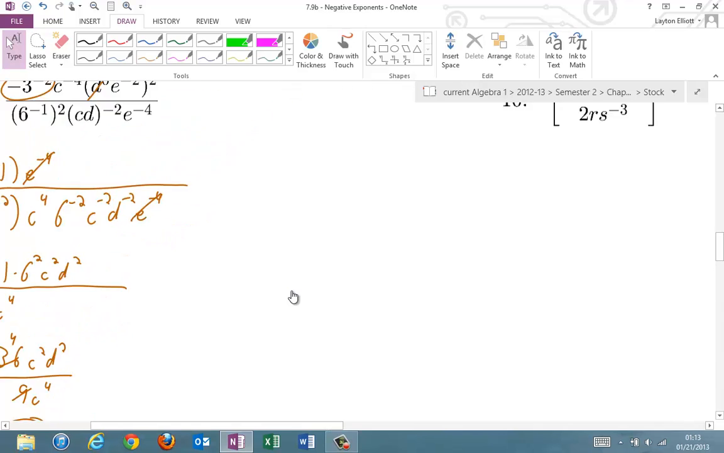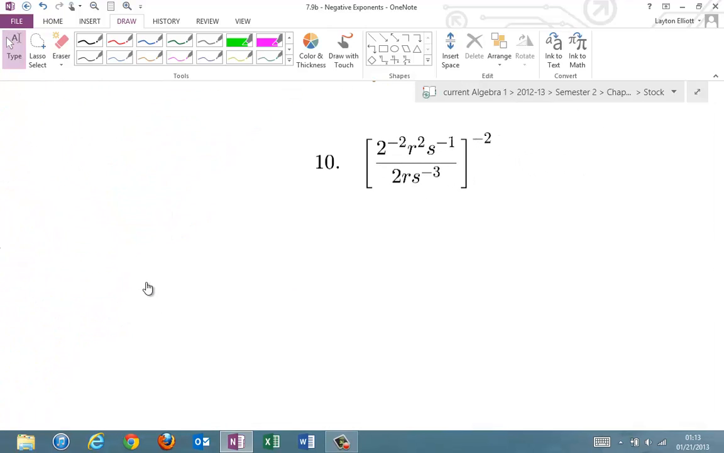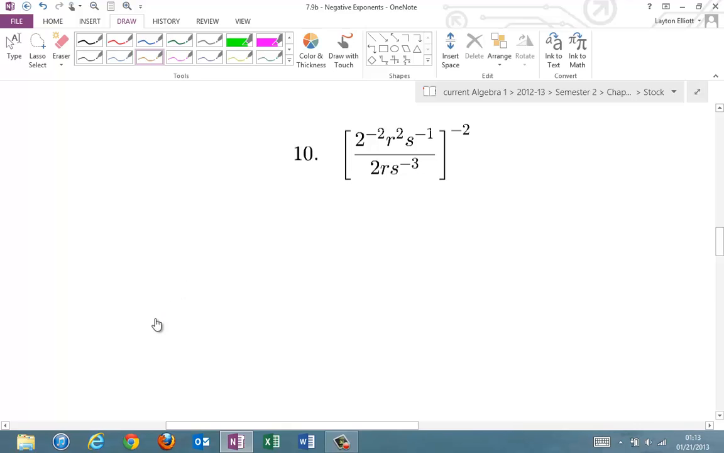Moving on. In this next one, we're going to start to bring things in. And bring things, I mean bring the exponent in. So we got 2 to the 4th, r to the -4, s to the 2nd over. And then the denominators also have to get the -2. 2 to the -2, r to the -2, and s to the 6th.